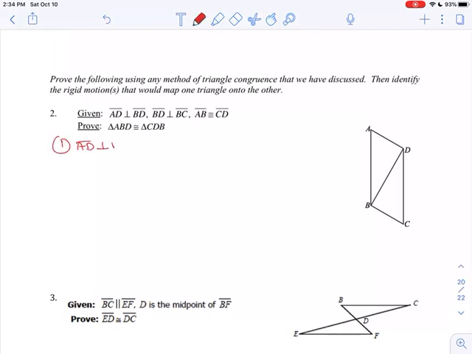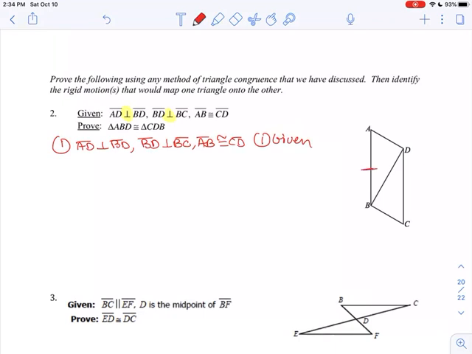All right, so move this up a tiny bit more. I know that AD is perpendicular to BD. I'm writing my given. BD is perpendicular to BC, and AB is congruent to CD. That's all my given. Let's go to my diagram and mark it up.